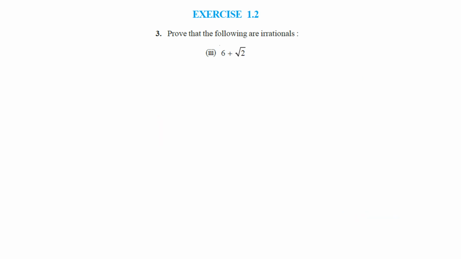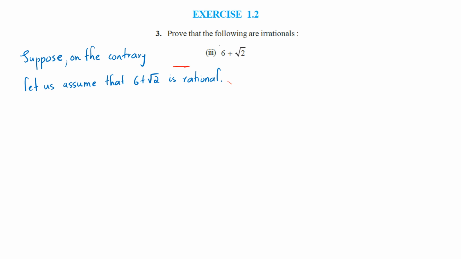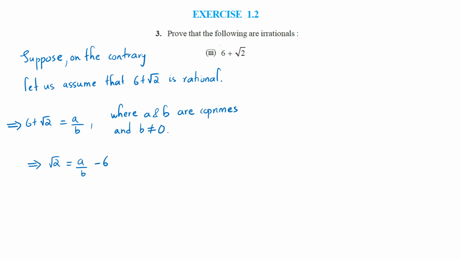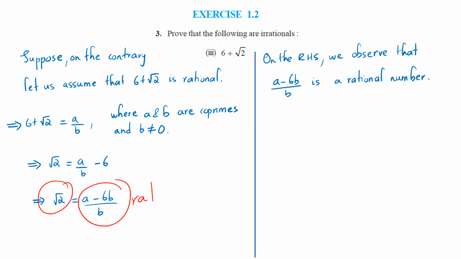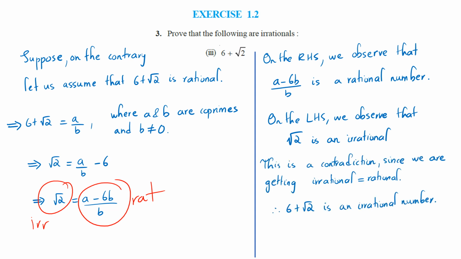Okay, one more question. Prove that 6 plus root 2 is irrational. So we'll assume that 6 plus root 2 is rational, and we're going to do the same drama. 6 plus root 2 is a by b, and so that means root 2 is equal to a by b minus 6. We'll transpose 6 over to the other side. Let's equalize the denominators. Once again, we notice that on the RHS we have a rational number, and on the LHS we have an irrational number, which is once again a contradiction. So therefore 6 plus root 2 has to be an irrational number.